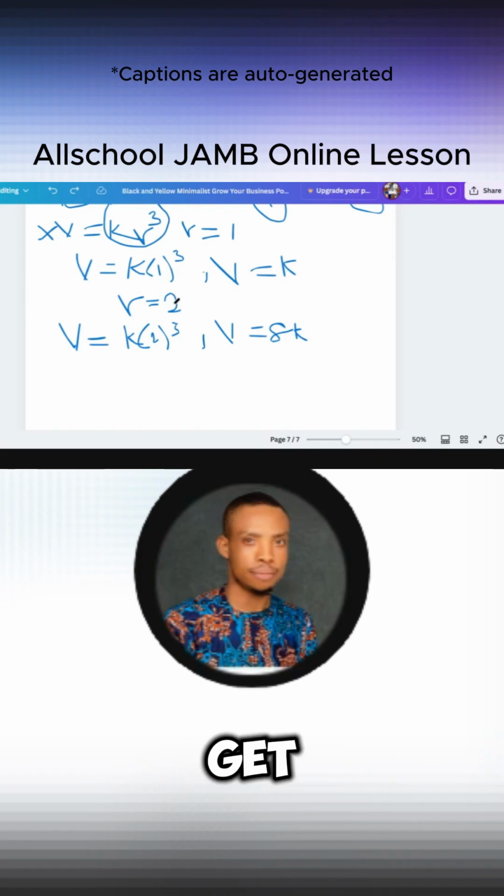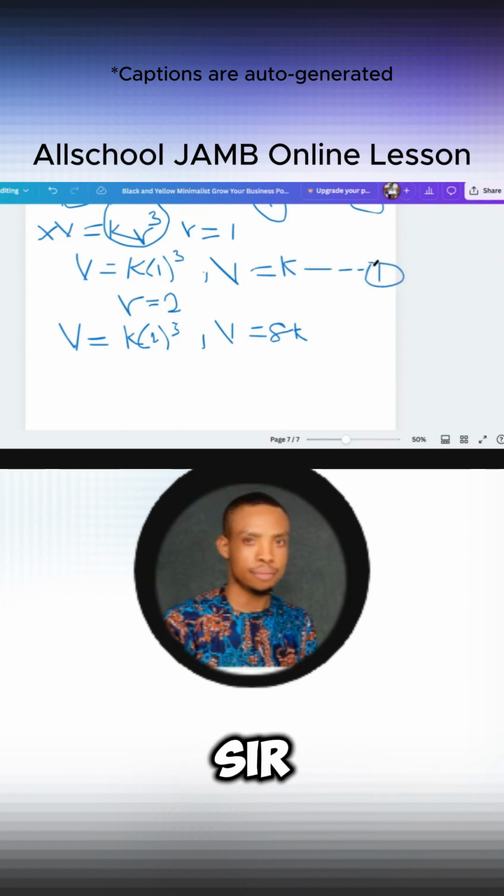Sorry, sir. How do we get the 8? The 8 was gotten when R is being doubled. When R became doubled, I replaced R with 2 in the function. So 2 raised to power 3 will give me 8. So V will be equal to 8K.